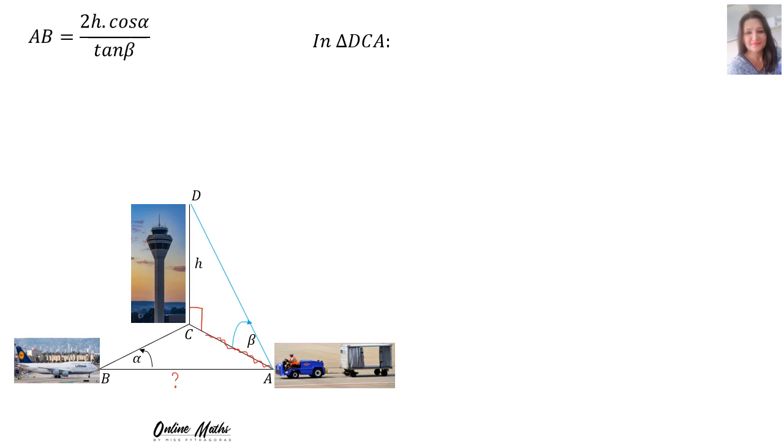So in triangle DCA, remember you have to include h and beta. So the function that will work for you there is tan beta, since tan's ratio is opposite over adjacent. And we can say that tan beta is DC over AC. Then DC's length is h over AC. And then we can make AC the subject of the formula. Therefore, AC is equal to h over tan beta.